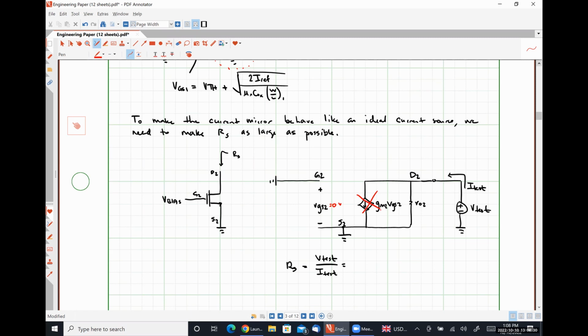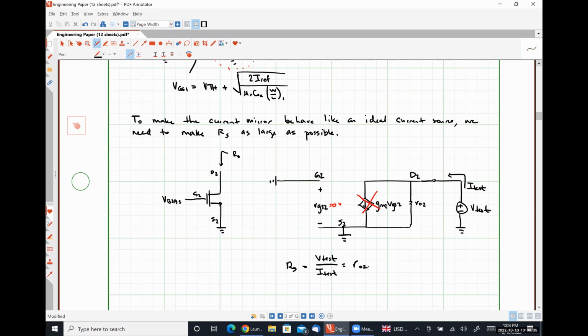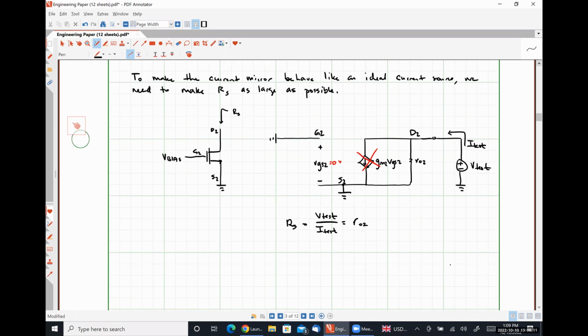So the ratio of VTEST over ITEST is just that resistance R02. So we see the same thing here as we did looking back at one of our amplifiers a couple of days ago, okay? When we bias with a transistor current source, effectively it looks like a resistance R0. So how do we make that quantity R0 larger? There are multiple different things that we can do, okay?